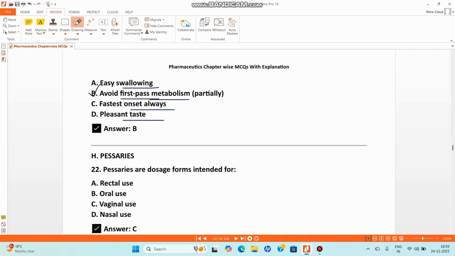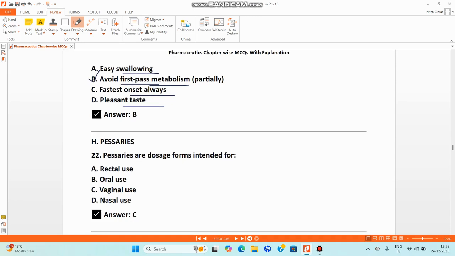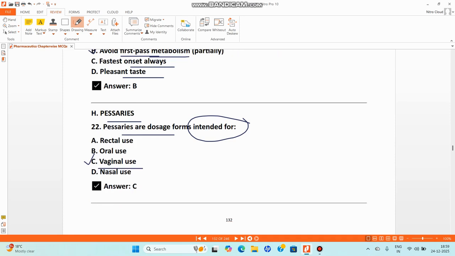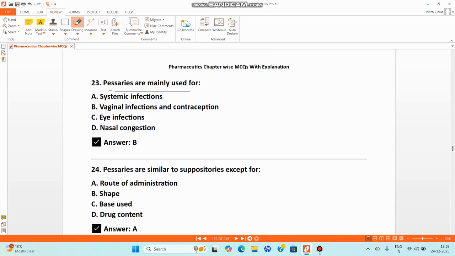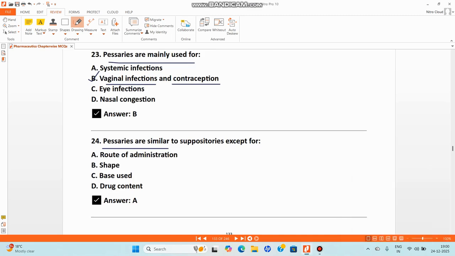Okay. So here the advantage of suppositories is that they avoid first pass metabolism. Next is pessaries. Pessaries are dosage forms intended for, answer will be C, vagina, or you can say vaginal use, right? Pessaries are mainly used for vaginal infection and contraception. Pessaries are similar to suppositories except for the route of administration. Pessaries are used in the vagina, and suppositories in the rectum.